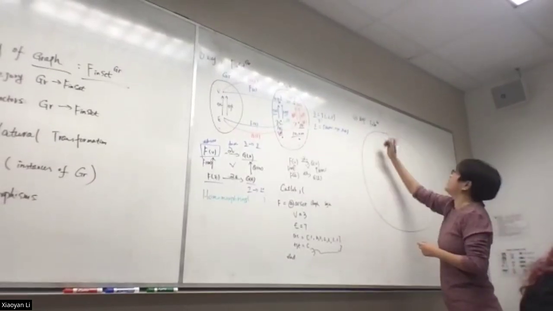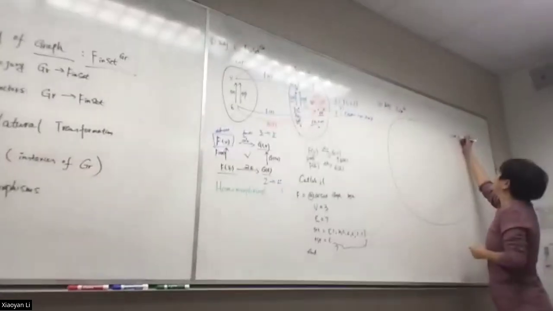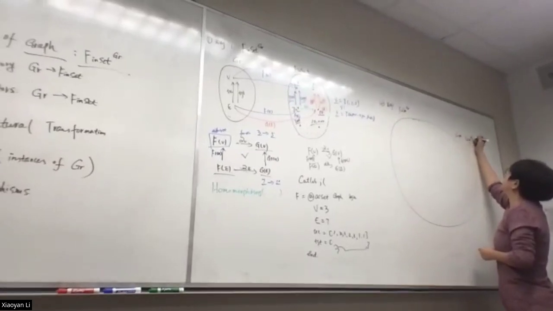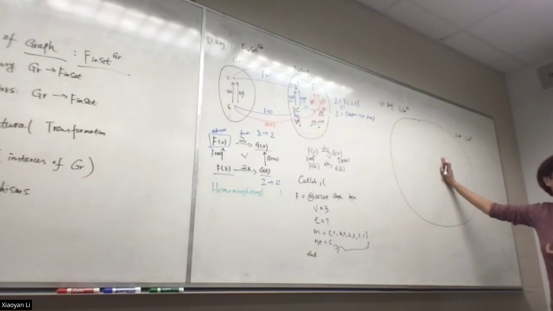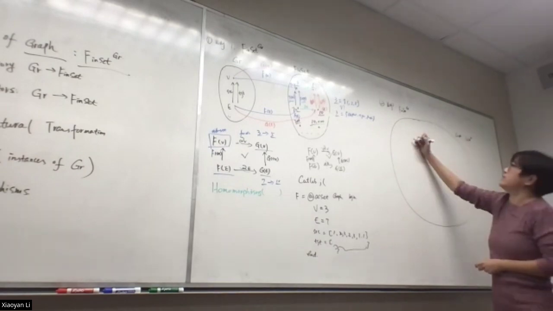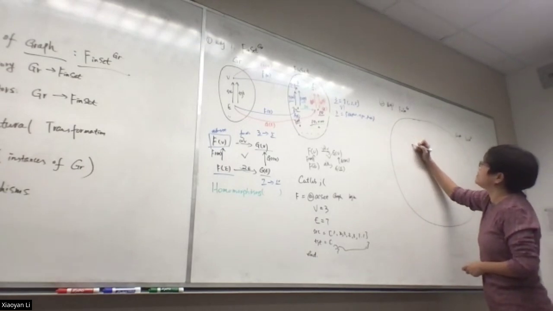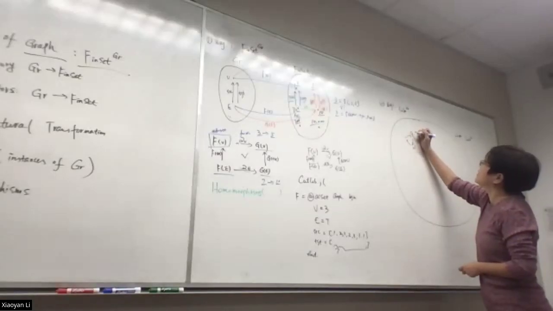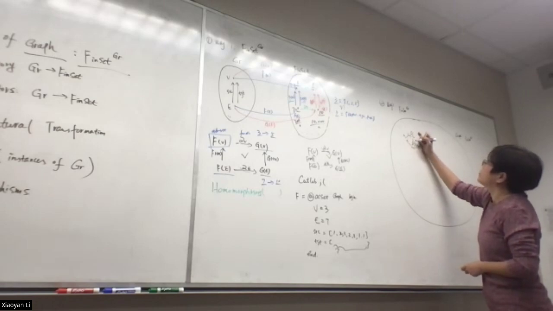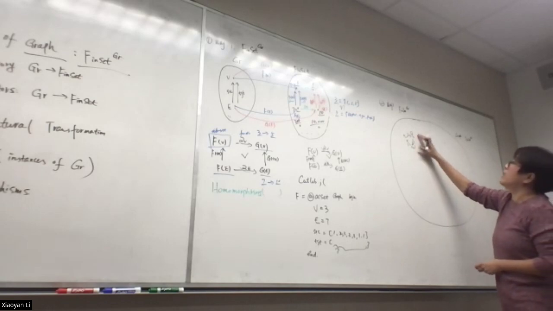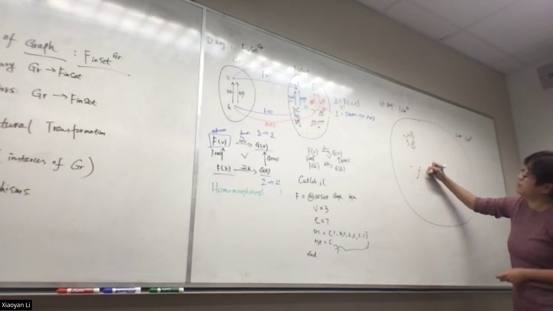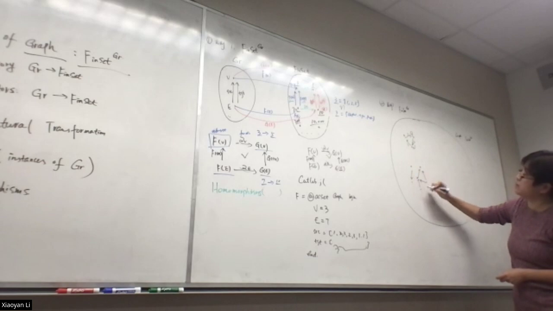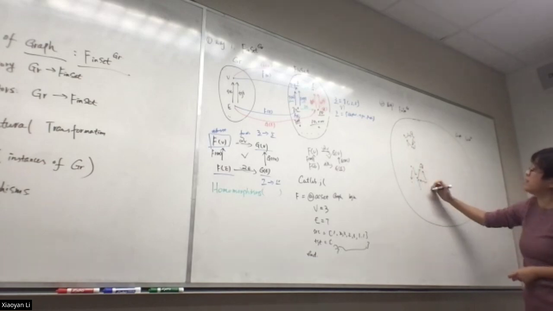So this is the category of graphs. We label it FinSet to the GR because it's a functor category from GR to FinSet, right? So how I look at it is each object is a graph, right? Yeah. So maybe this is one object. I have A, B, C, I don't know, 1, 2, 3 edges and vertices. So this is one object. And then maybe I have another object of a graph, something like this. So this is another object.